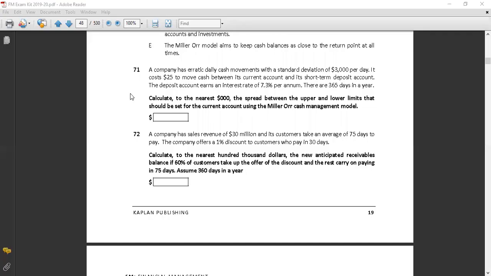So this is question number 71 present here. A company has erratic daily cash movements with a standard deviation of 3000 per day. It costs $25 to move cash between its current account and its short-term deposit account. The deposit account earns an interest rate of 7.3% per annum. There are 365 days in a year. Calculate to the nearest thousands the spread between the upper and the lower limits that should be set for the current account using the Miller ORR cash management model. So let's take this one.